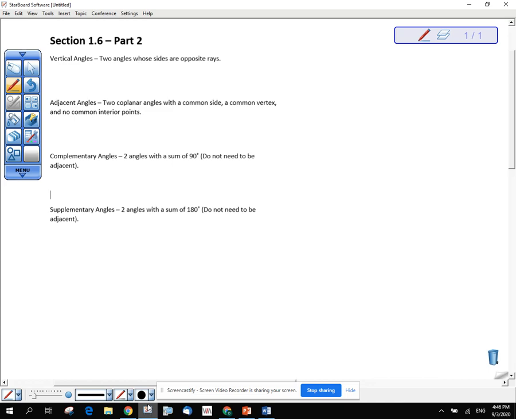Geometry, Section 1.6, Part 2. Before we get into these four definitions, I do want to show you something real quick about the arc marks that I was using in the last lesson. We're going to get a little bit more specific about that.